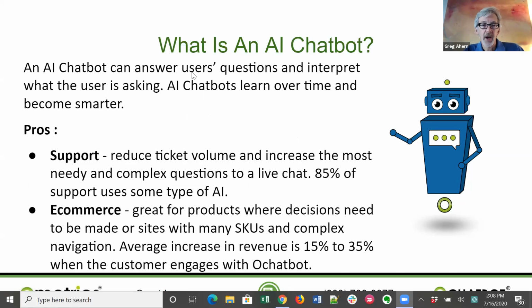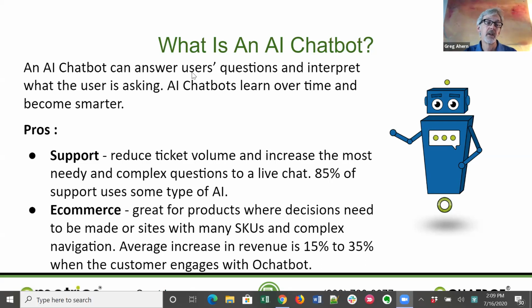So an AI chatbot learns over time, and it has the ability to respond to questions that people are asking it. For support, the pro is that it can handle all the lower level support stuff. The advantage of that is it's not a reduction in your support staff, but now your support staff can be handling the more upper level questions and helping customers who are really stuck on complex things, while the chatbot takes care of all the simple stuff and gets that out of the way. And so your support people are actually happier working on complex things instead of answering the same question over and over again.